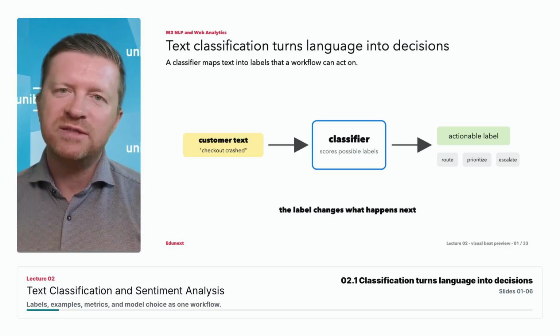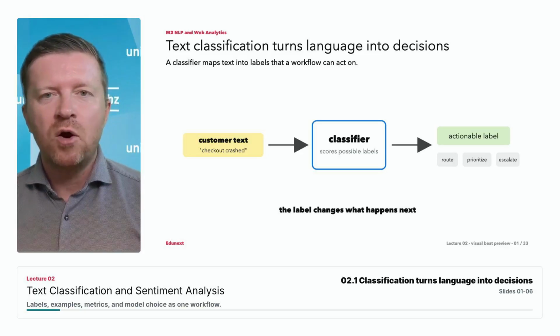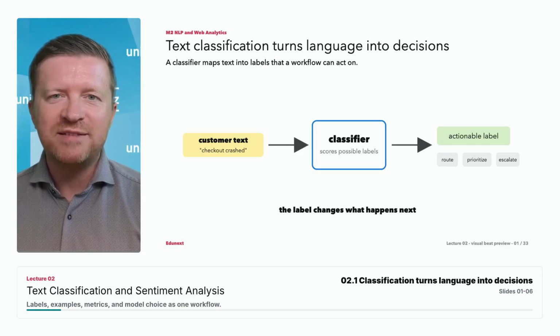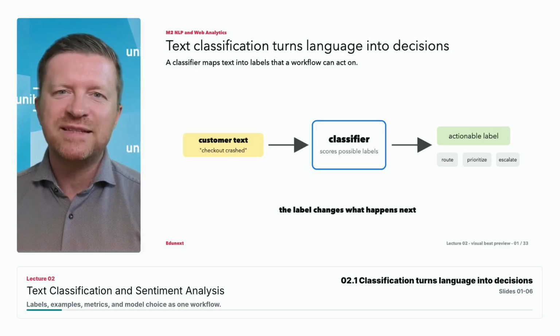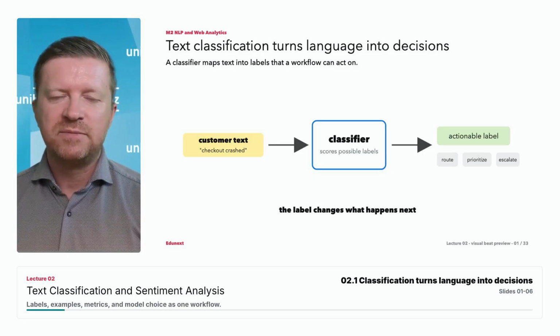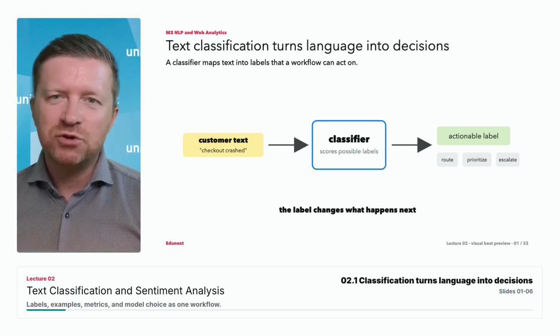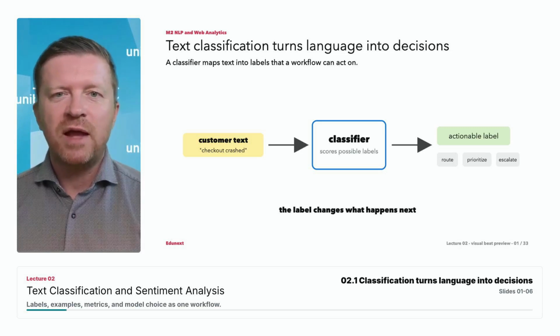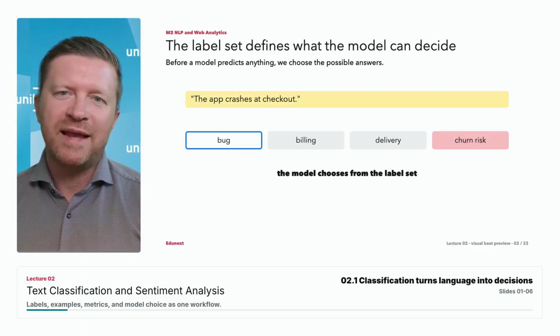On the slide, you can see this as a pipeline. A customer text goes into a classifier. The classifier produces an actionable label. Then that label can route the message, prioritize it, or escalate it. So a classifier is not just describing language. It is turning language into a decision that a workflow can act on.